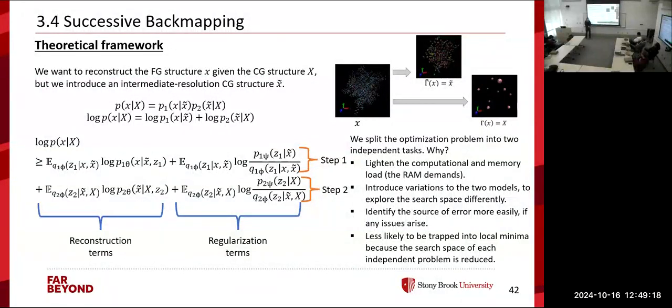So you want to lighten the computational and memory demands. You might want to introduce variations to the 2 models. You want to explore the search space a little bit differently. They're not going to be exactly the same model. There's going to be variations. If there is an error in one of the 2 steps, you can identify where the error comes from. And because the search space is a bit reduced, you are less likely to be trapped in local minima. So that's another advantage of doing this stepwise.